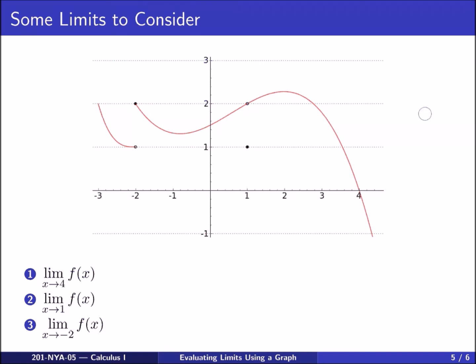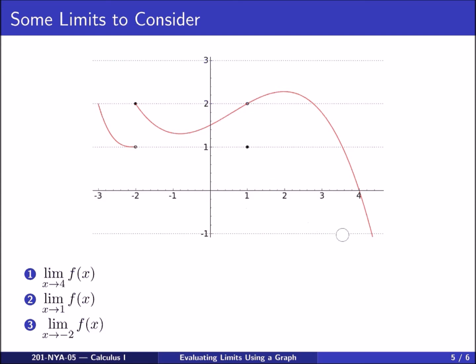Let's take a look at the first limit. Now, as x approaches 4, as we move along the curve, coming from the right or coming from the left, we are approaching the point (4, 0), and the function values are approaching 0, which is the value of the limit.